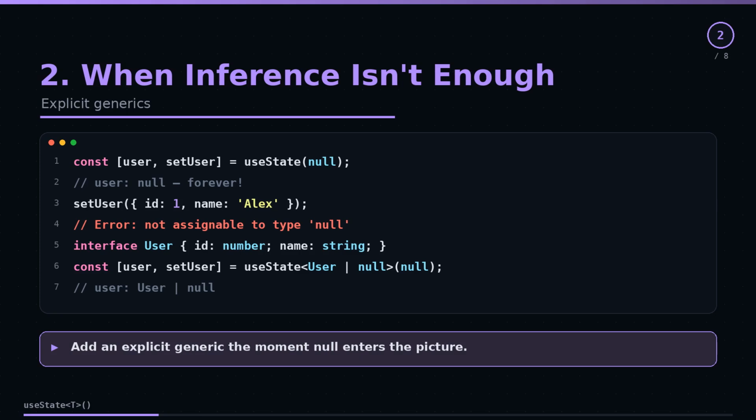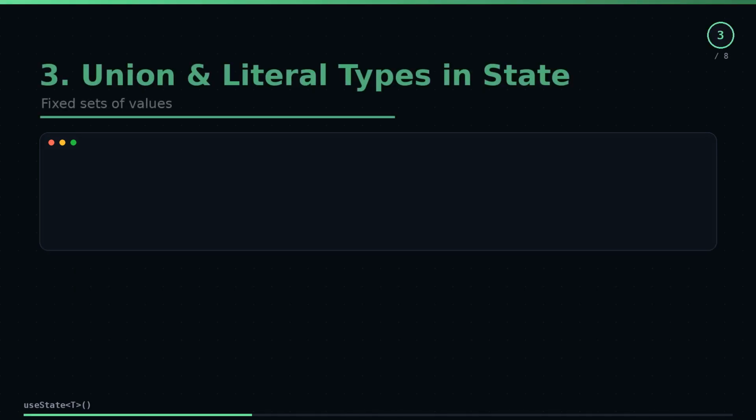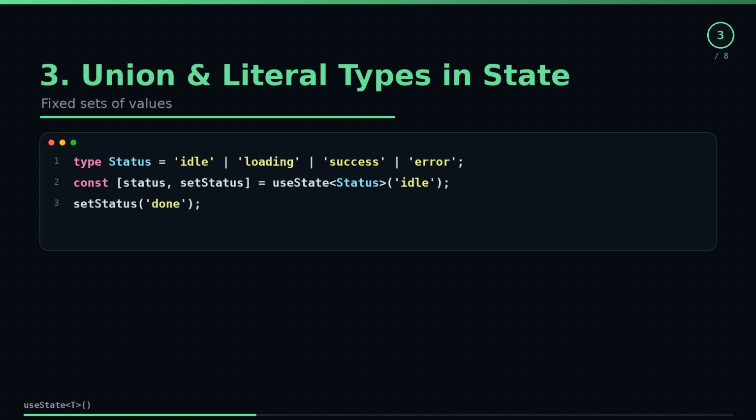The fix is to tell useState the full type yourself, using a generic. interface User {id: number, name: string}. const [user, setUser] = useState<User | null>(null). Now the type is User or null, and setUser({id: 1, name: 'Alex'}) works automatically.